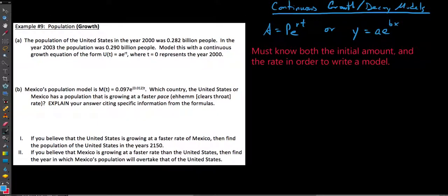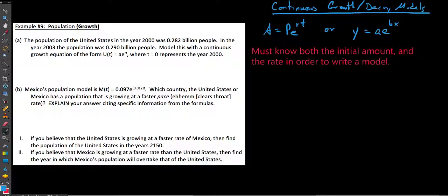It says the population of the United States in the year 2000 was 0.282 billion people. In the year 2003, the population was 0.290 billion people. So you can see that in the course of 3 years, the population of the U.S. grew. It says to model this with a continuous growth equation of the form u of t equals a e to the rt, where t equals 0 represents the year 2000.